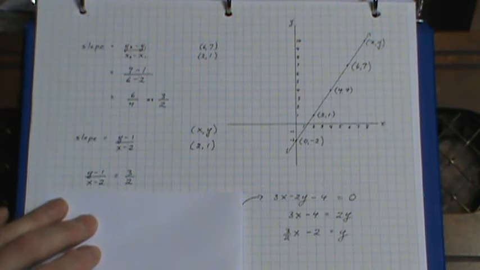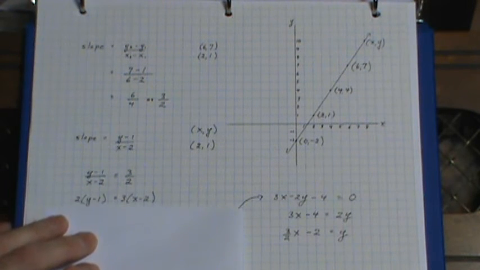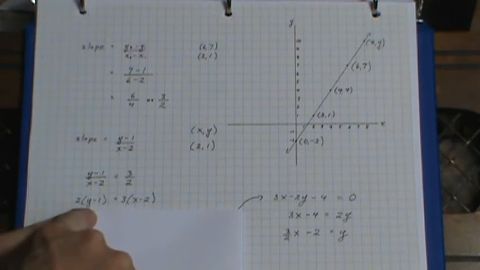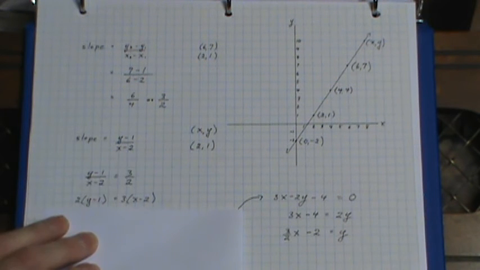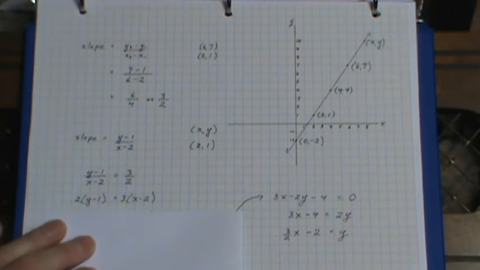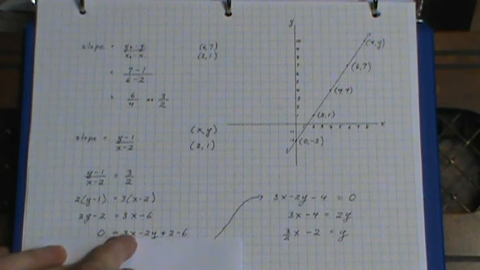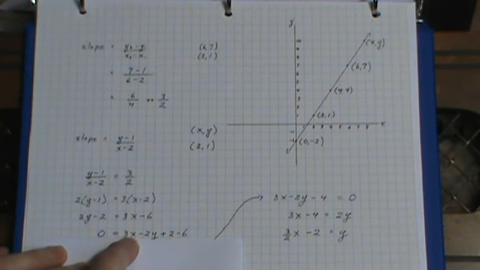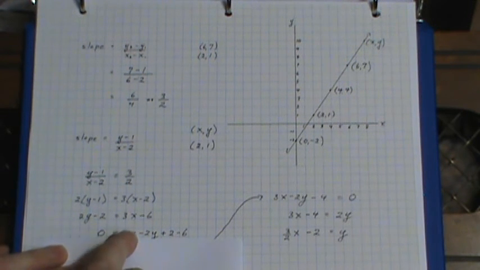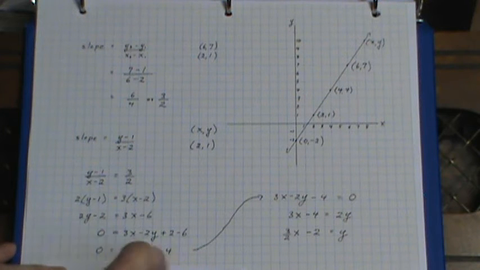I do something here called cross multiplying. I'm actually multiplying both sides by 2 and by x minus 2, but the shortcut is to just cross multiply with the denominators. Get rid of the brackets by multiplying the numbers in. Then I moved everything to one side. I happened to move it over here because I wanted to start with a positive 3x. Brought everybody over, and that's what it looks like.